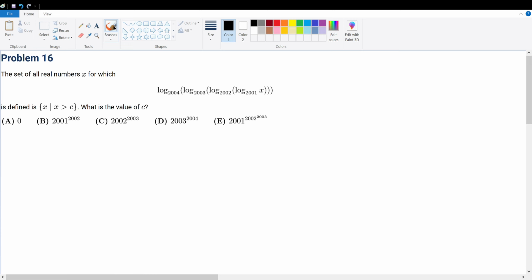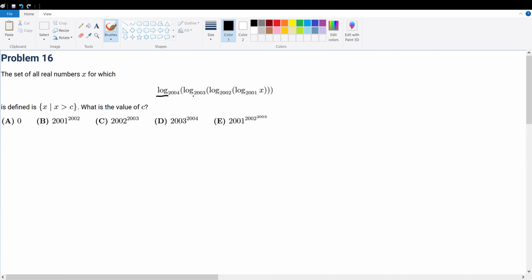Problem 16. The set of all real numbers x for which the following expression is defined is given by x is larger than c. What is the value of c? So first of all, let's try to understand what to do with this question, because we know that we're trying to find the definition of a defined function.